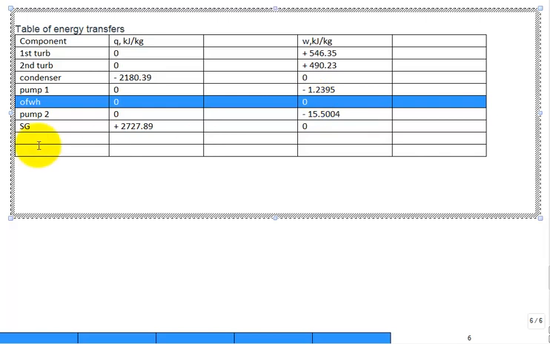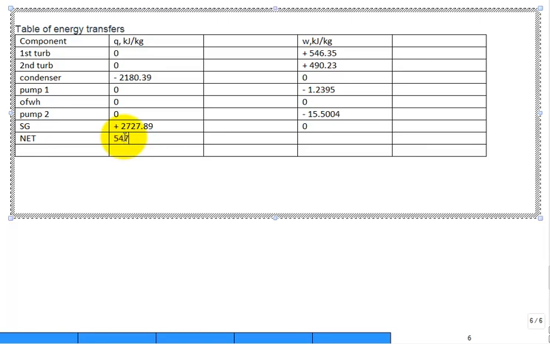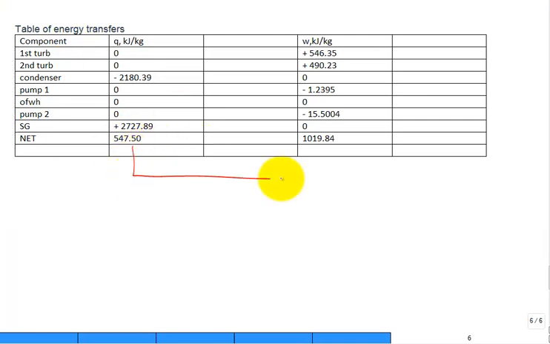Okay, that's one thing. The next thing is we want to do a sum or a net, and this is the bottom line. When you take that column of Q's and sum them, you'll get our Q net. And when we do it here, we get 547.50. And likewise, when we come over here, we get 1019.84. A lot of students will think that our Q net and our work net need to match, and they don't match. They're not the same magnitudes.